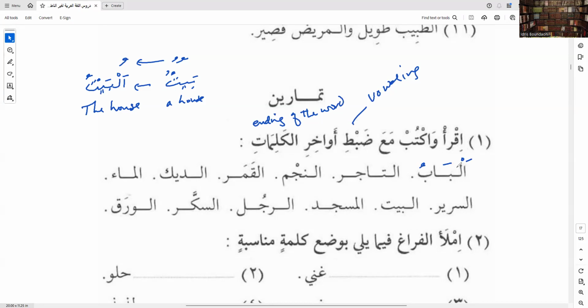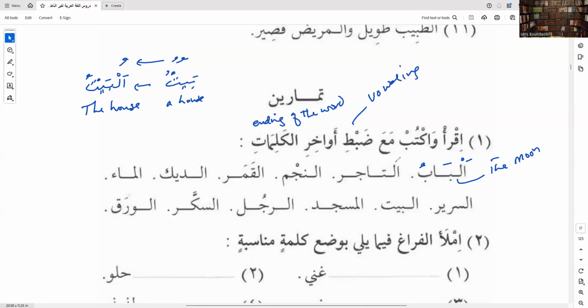Al-babu. So you see here, I'm saying al. So it means that the ba is what? Is a moon letter. So with the moon letter, you clearly pronounce the alif or lam, the two definite articles.